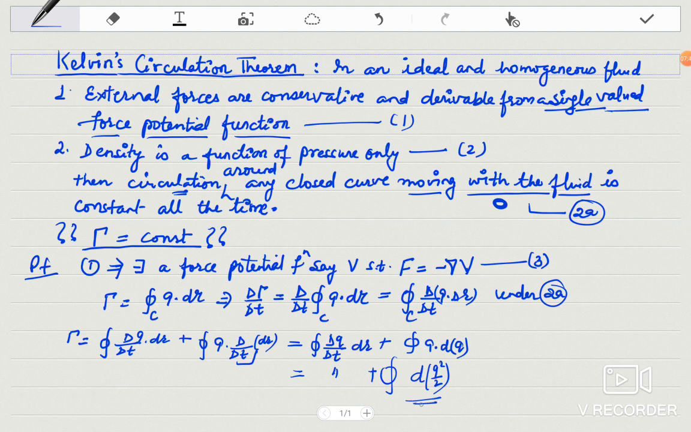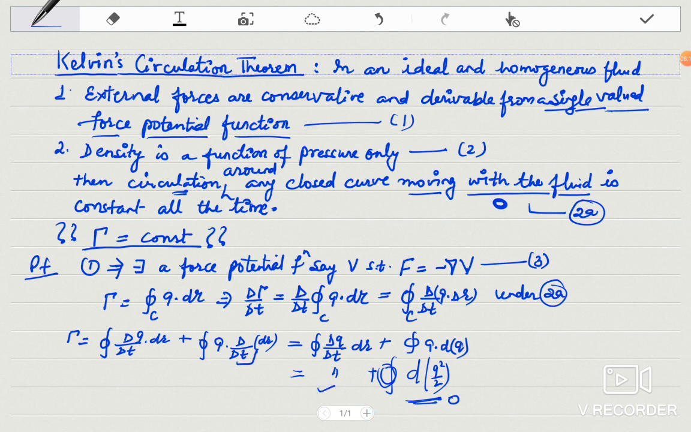Now what is its value? This is a perfect derivative of q square by 2, so it may be integrated easily, and after integration we will get q square by 2 along this closed curve. It is a square, so positive. So what will be the value along the closed curve? Its value will be 0. This is very simple to verify. So we are left only with this integral.